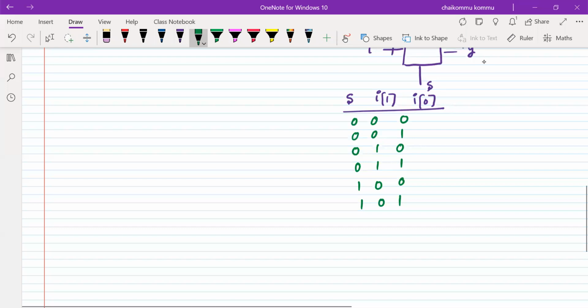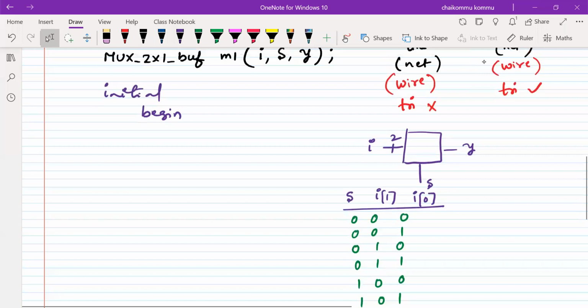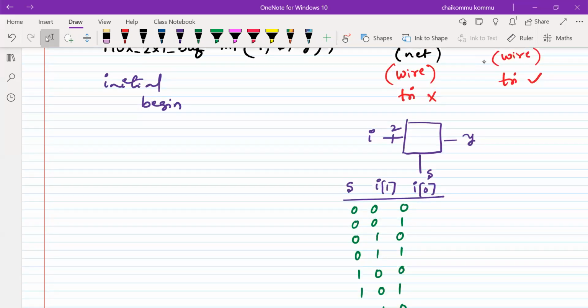I need to place this information here. I want to place all these things in a good way. So what is the best way I can do this? I want to consider S, I1, I0 as a single data. Actually S is one individual data and I is another individual data. I want to combine them as a single data so that it's very easy for me to write the test bench, and I can take these vectors in the best way.